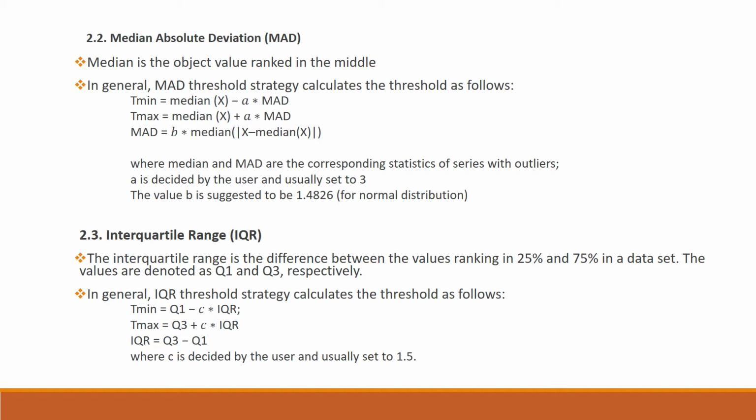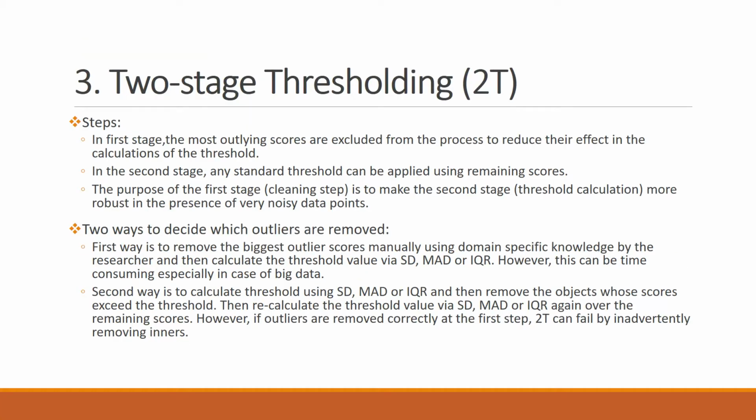Now, third method, interquartile range. The quartile range is the difference between the values ranking at the 25th percentile and 75th percentile in the data. The values are denoted as Q1 and Q3 respectively. In general, the IQR threshold strategy calculates the thresholds as follows: Tmin, Tmax. Now these are some of the existing methods present in the study.